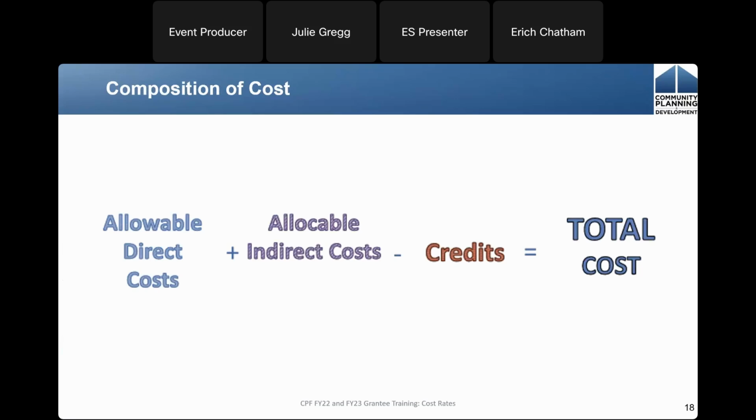So just real high level here, the composition of cost. You must first determine all of your allowable direct cost. We'll define direct cost momentarily, plus all of your allocable indirect cost, those indirect costs that can be allocated to the federal grant, minus any credits that have been provided by any of your vendors, perhaps, and that equals the total cost associated with your grant. I know this is very simplified, but we're going to break this down momentarily. Next slide, please.